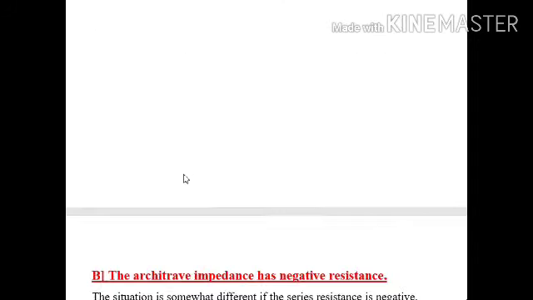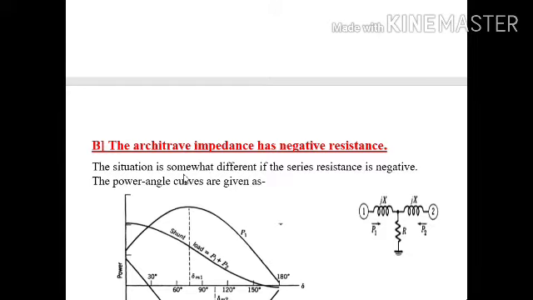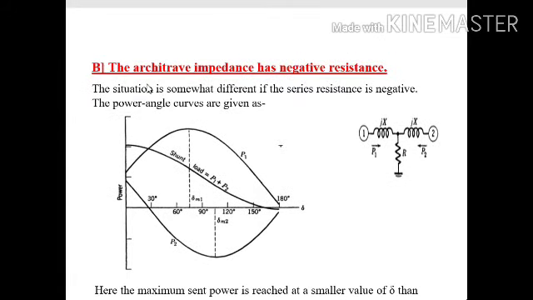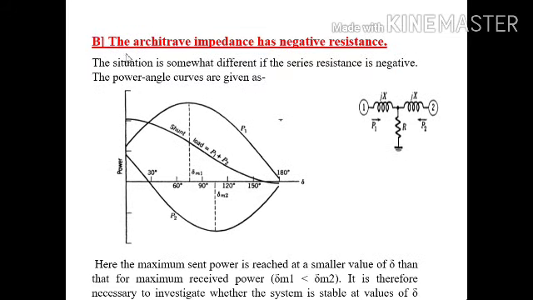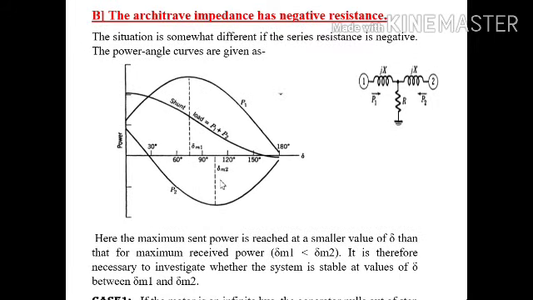So this was the first case, when the architrave impedance had a positive value. Now consider the second, when the architrave impedance has negative resistance, as shown in this diagram. Then the situation is somewhat different if the series resistance is negative. The power angle curves are as shown.